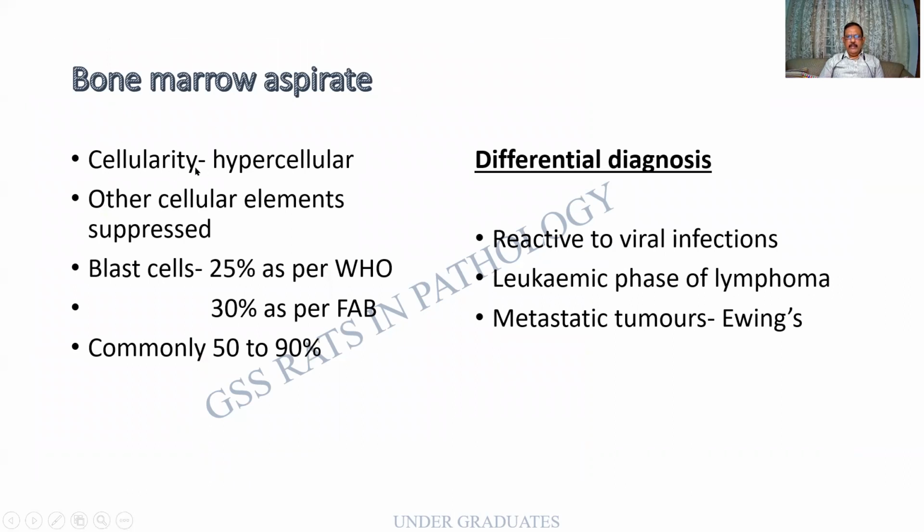Bone marrow whatsoever, it will be hypercellular. All the other cellular elements are suppressed. You find blast cells will be more than 25% in the WHO and more than 30% as per the FAB classification. Please remember this, you people will have to write it. It can be asked as an MCQ. If you write, you get a mark.